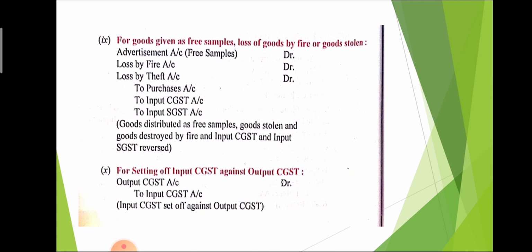Advertisement, loss by fire, loss by theft are all losses, and losses will always be debited, with credit to purchase account. There is also purchase, so with the purchase we charge input GST, input CGST and input SGST, so both are also credited. After that we adjust output CGST with input CGST, and output SGST with input SGST, and the difference amount is transferred in the bank column.